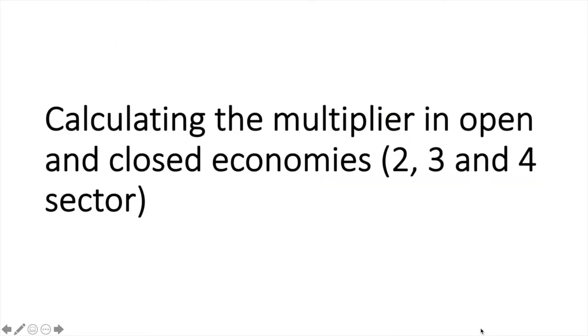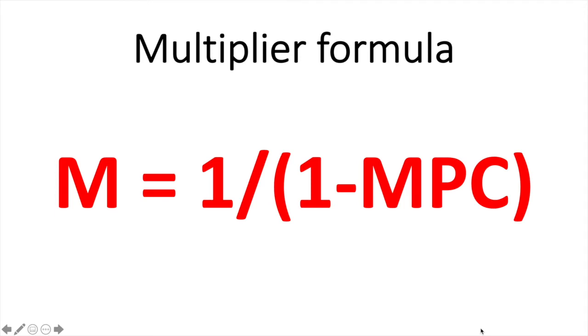Now let's look at how we calculate the multiplier in open and closed economies and consider 2, 3, and 4 sector economies. In 2, 3, and 4 sector economies, the formula for the multiplier can always be expressed like this. It is equal to 1 divided by 1 minus the marginal propensity to consume, or MPC. The higher the MPC, the higher the multiplier value. We'll look at some calculations later to see how this works exactly. But the higher the MPC value, the smaller the denominator gets. When we divide 1 by increasingly smaller numbers, the result will be a larger multiplier value.